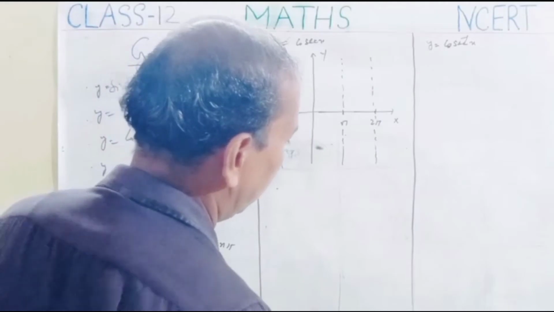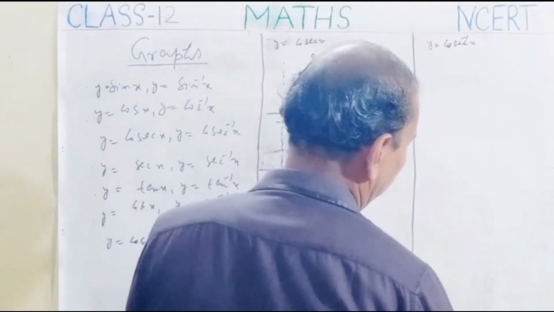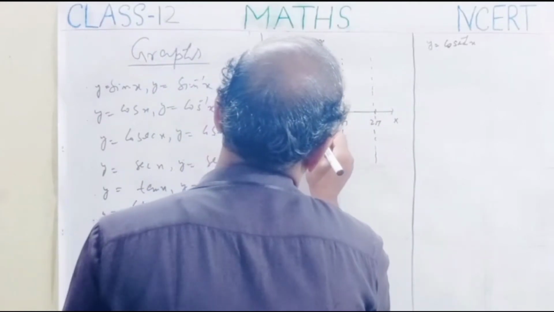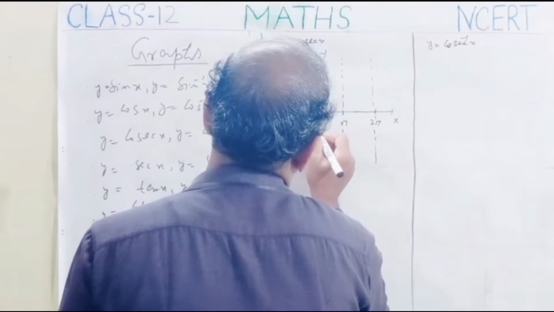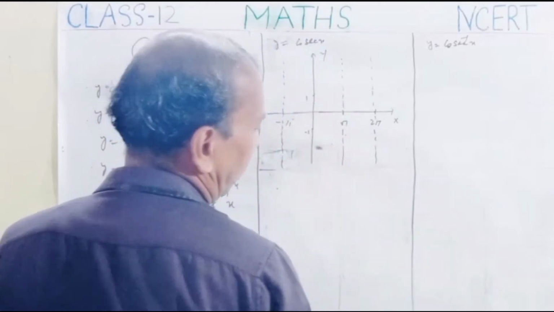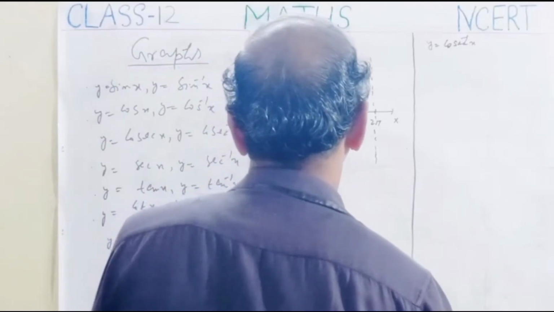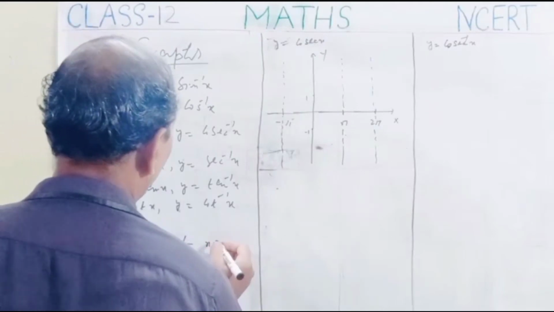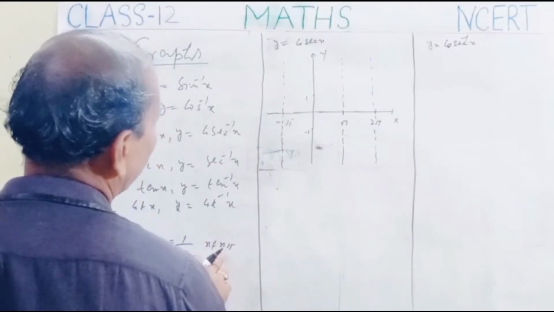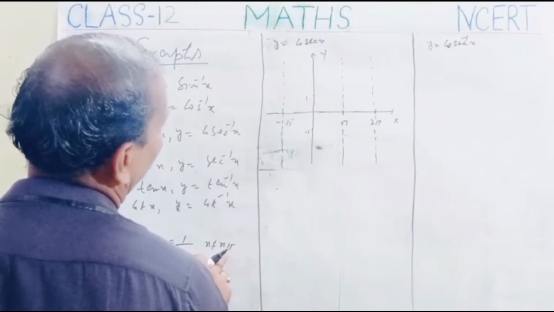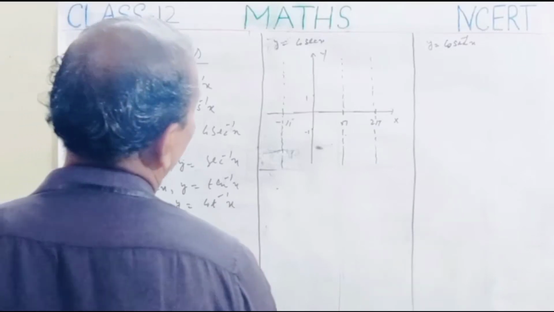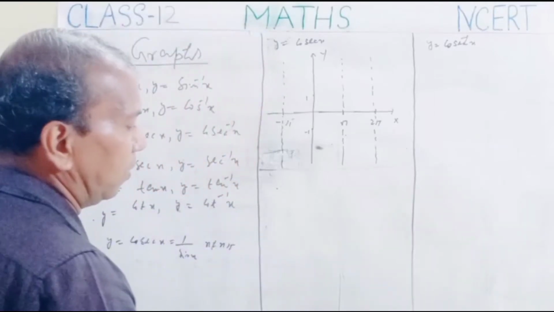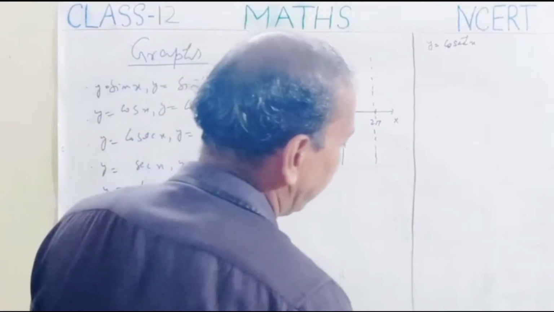And one thing I told you, you must know where the values 1 and minus 1 are. So let's suppose this is 1 and this is minus 1. Okay. So if I put the values here, x is not equal to n pi. That means it is not defined at 0, or then pi, then 2 pi, and here you can see it is not defined at minus pi also. Okay. So at 0 it is not defined.